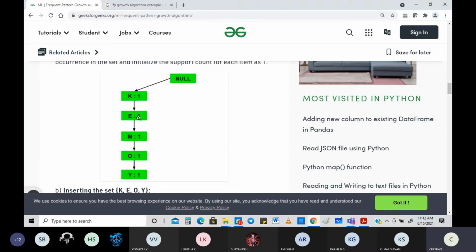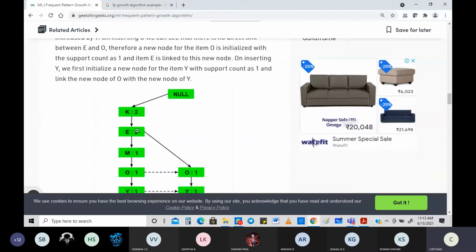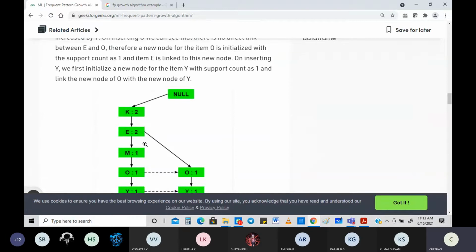Then OY they're talking about. Now there is an M in between. You can't go from K to E to O here. There is an M in between. So what needs to be done? Very simple. You are going to create one more node for O, and that is what you're going to see here. You can see very clearly that when I'm trying to insert KEOY, the second ordered item set transaction, K and E will automatically become 2, 2. Not a problem.